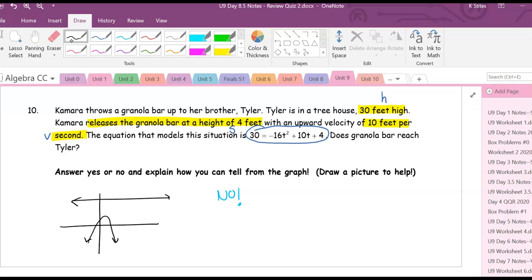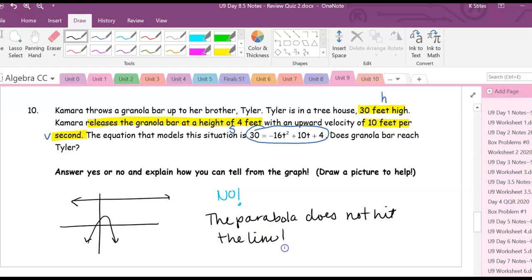Okay, so Tyler's not going to get the granola bar, and the reason is the parabola does not hit the line. So Tyler's going to have to come down out of that tree if he wants to get that granola bar.